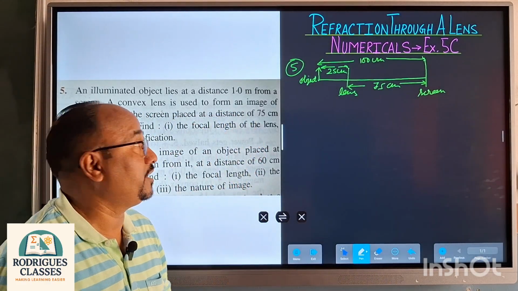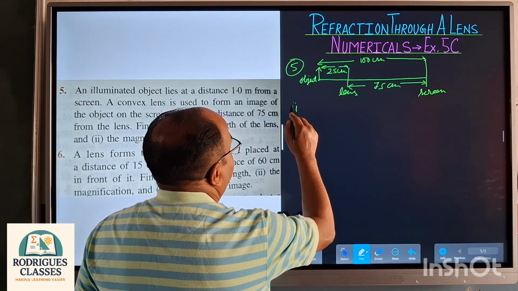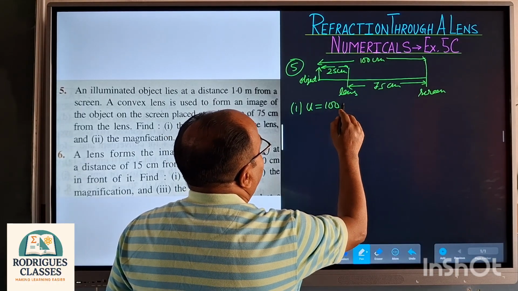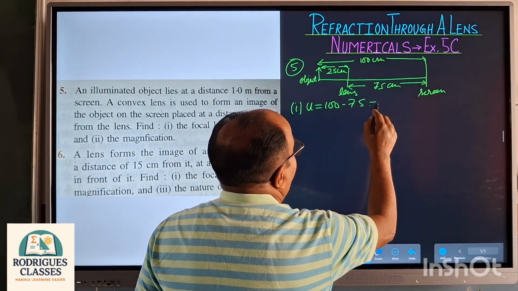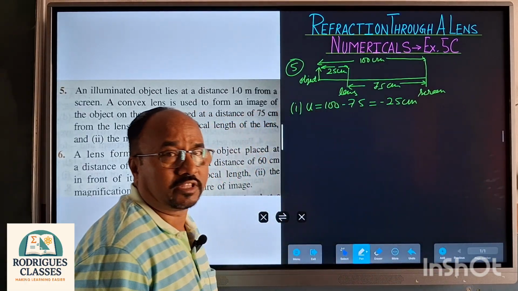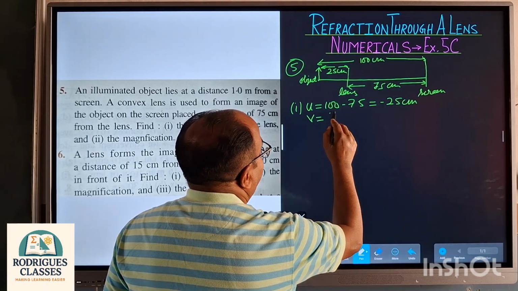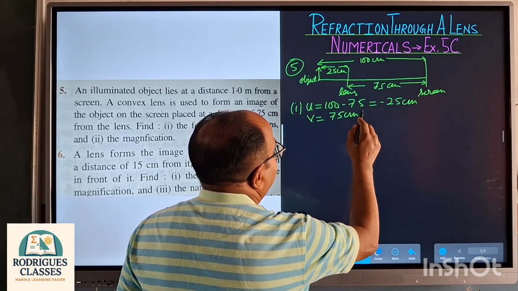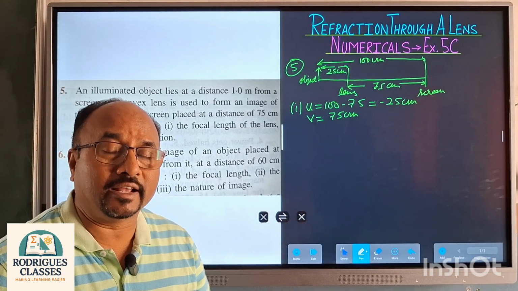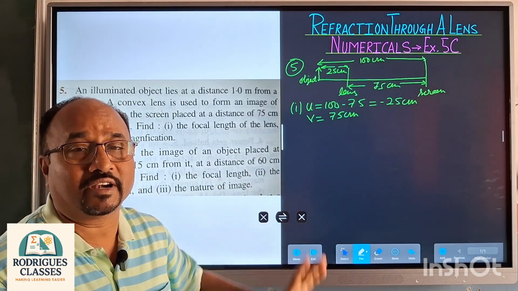Now the sum is very easy. So we have to first of all find the focal length. So let us put all the values here. So I will write here U equals to 100 minus 75, 25 centimeter, and put the sign also with it. It will get a negative sign. Then V is given as 75 centimeter. Image is formed on the screen. So it's a real image, and V for real image is positive. So you can write a plus sign or leave it like this.